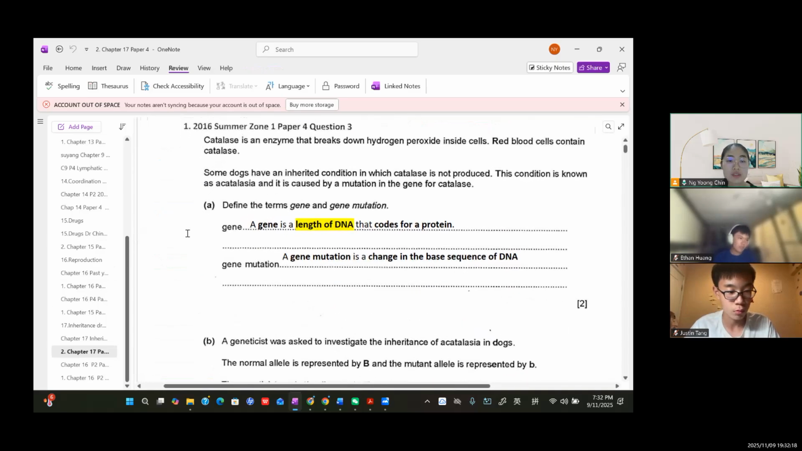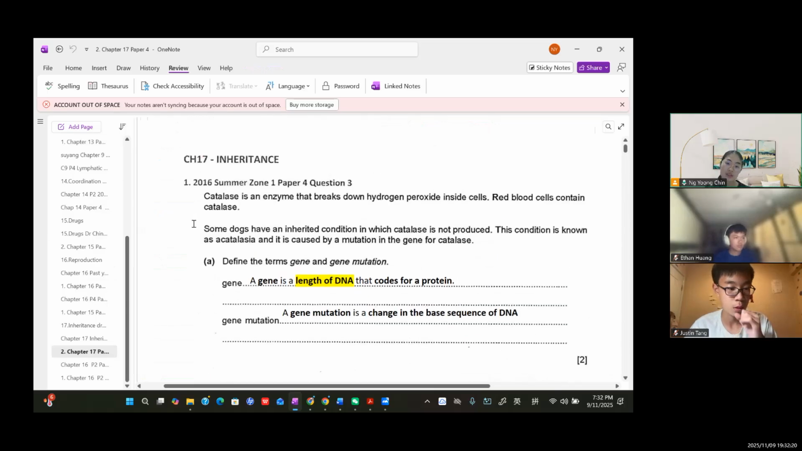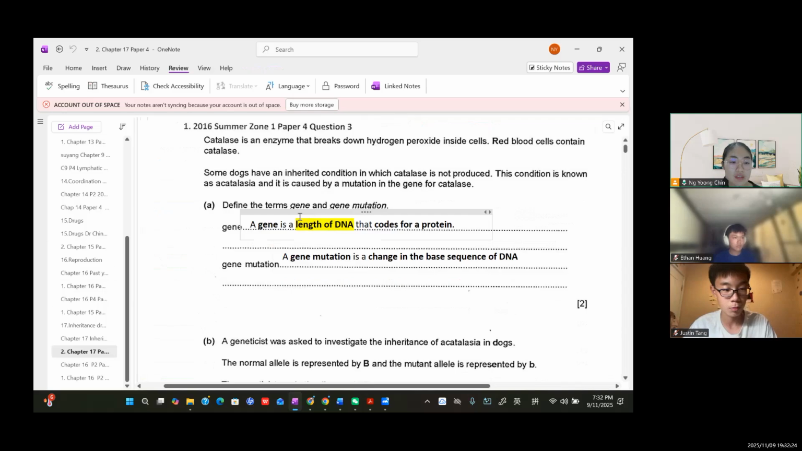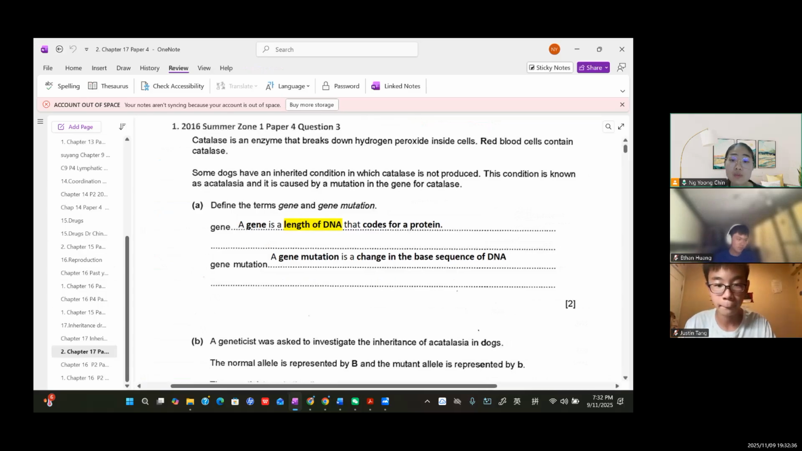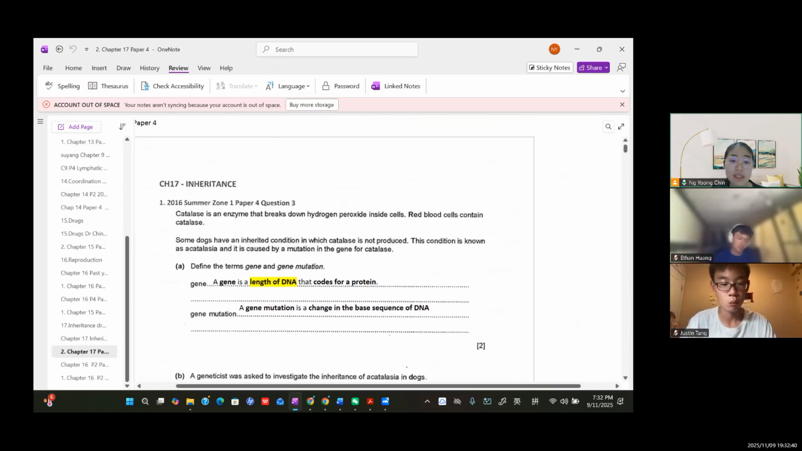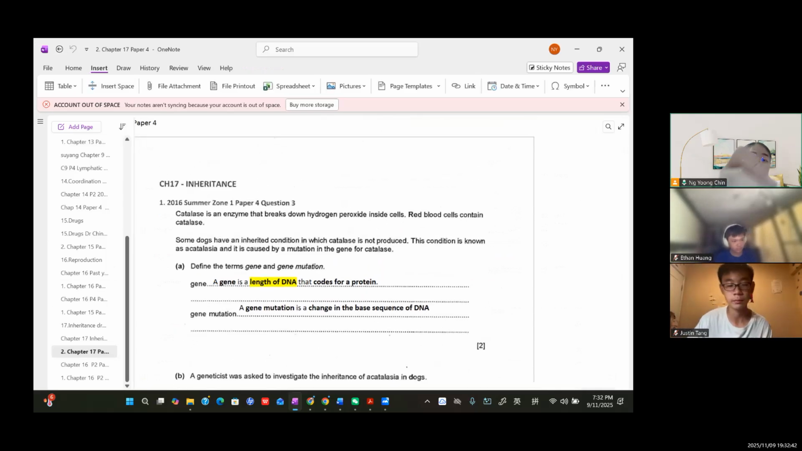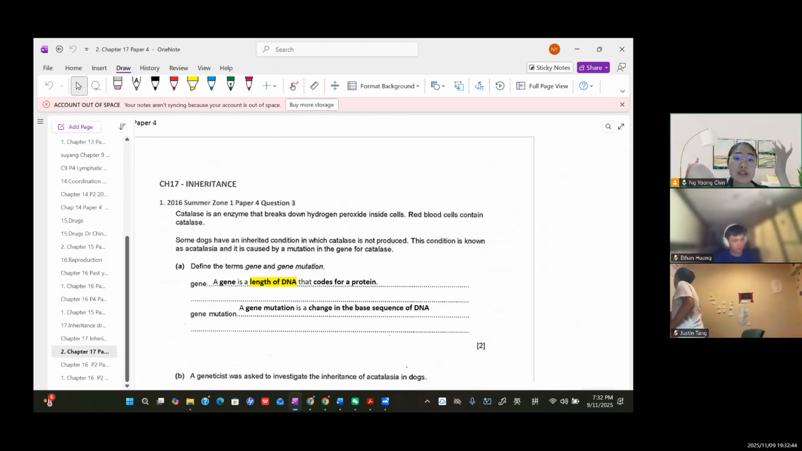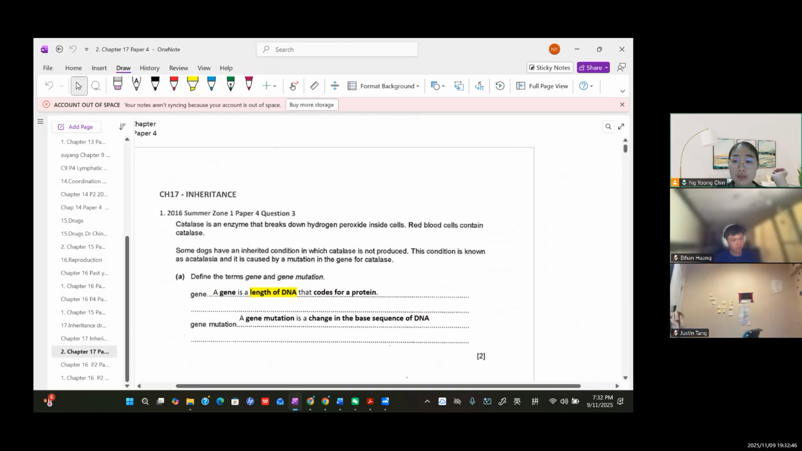Okay, so for this one, what is a gene? And the exam likes to ask this kind of question. They will ask you to define, or give descriptions for, genes or mutations. When we talk about genes, right, the gene is actually a length of DNA. What does this mean? Because the DNA is very large and very complex. So maybe you can just imagine like this.